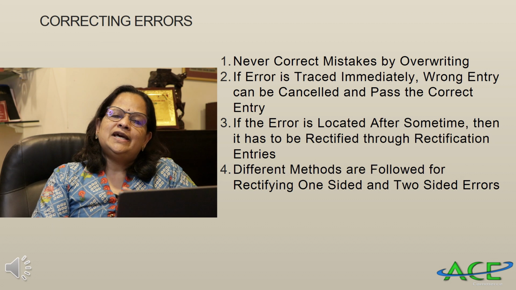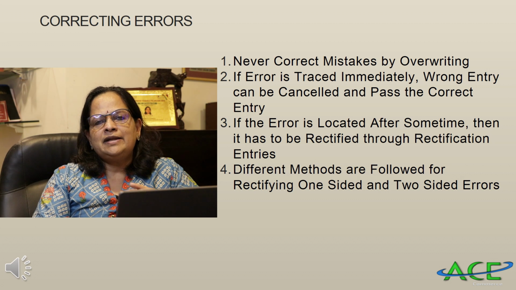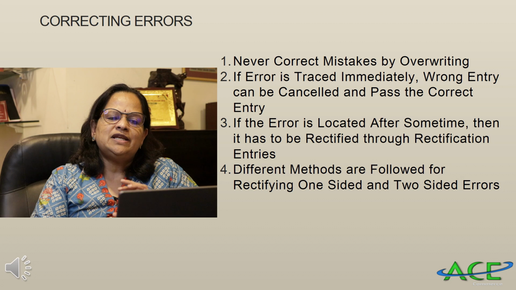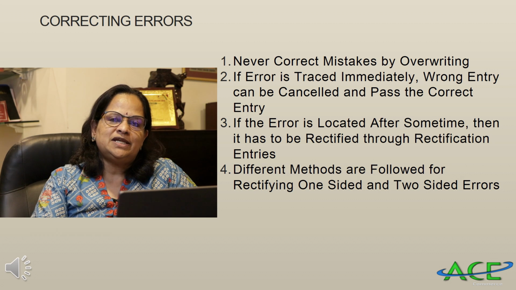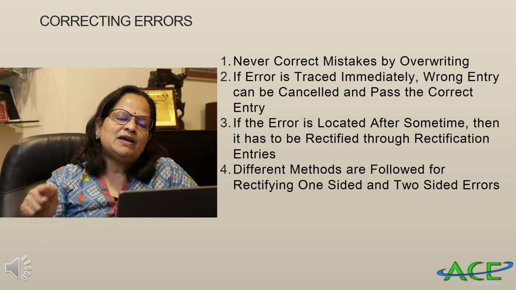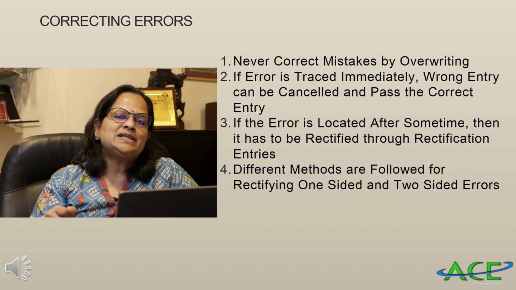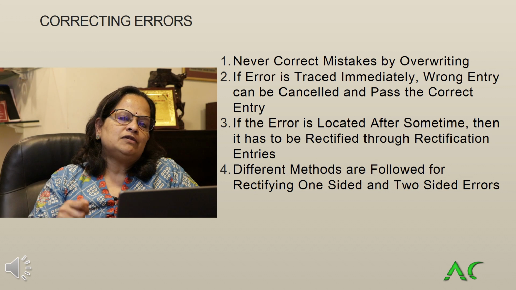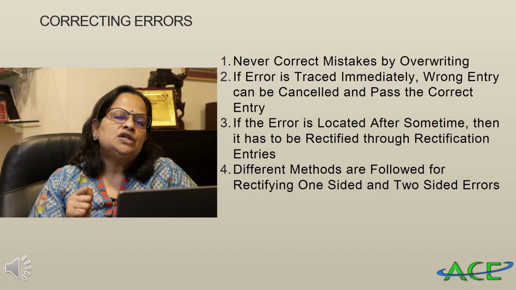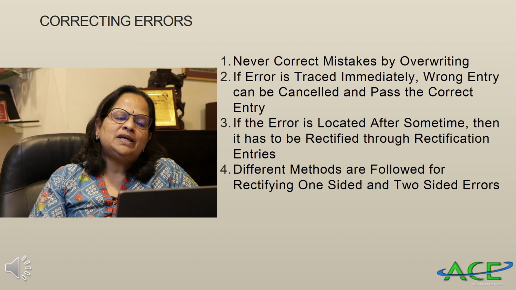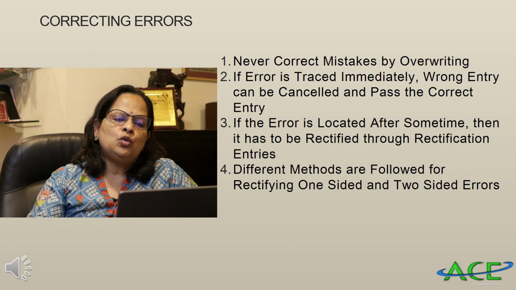Now, correcting errors. How can errors be corrected? The first one is: never correct mistakes by overwriting. That is a habit. Sometimes when we correct answer scripts, we see students overwriting, and we will not be able to read anything. So in accounting also, remember, never try to correct mistakes by overwriting.